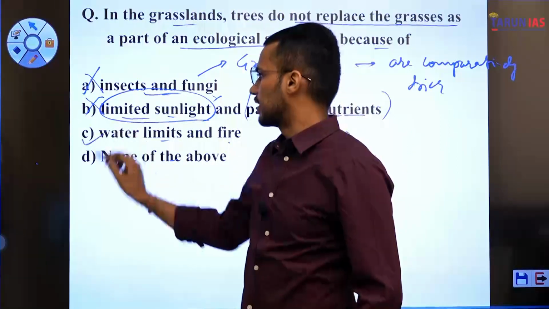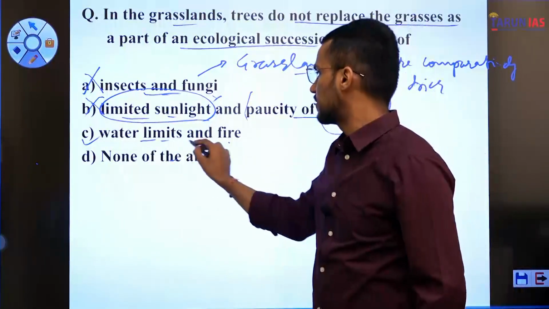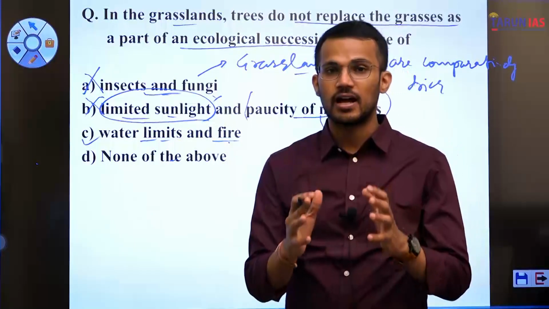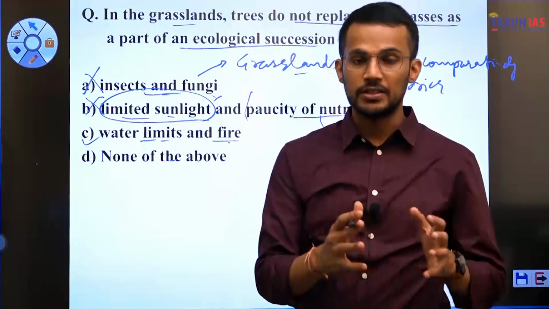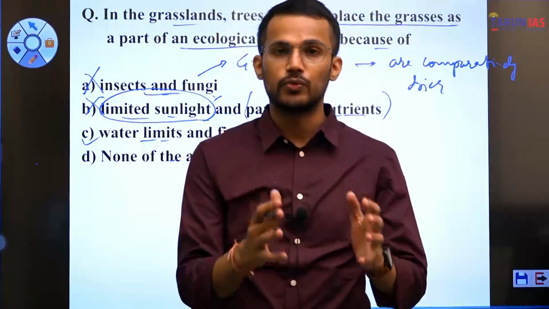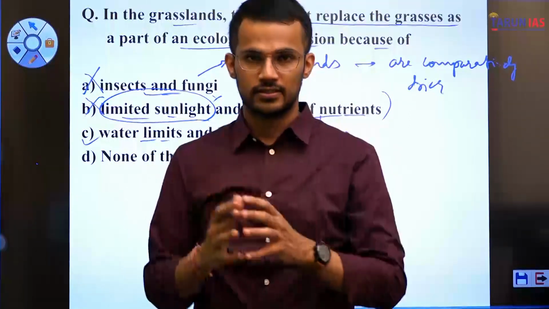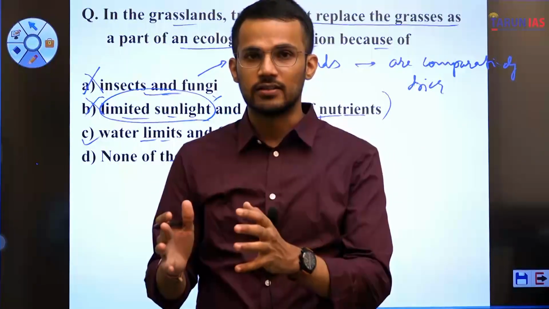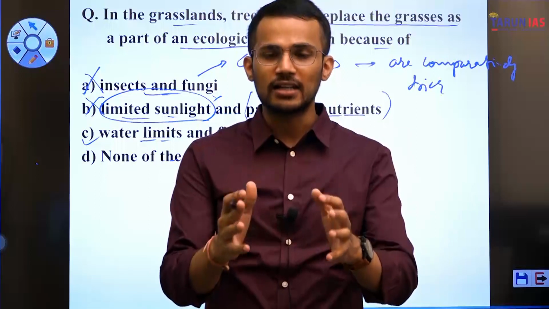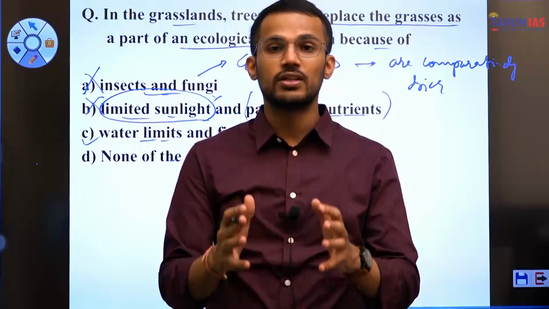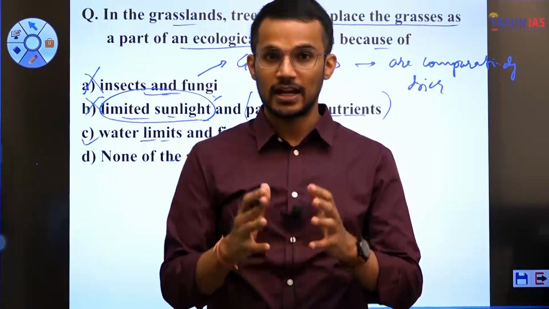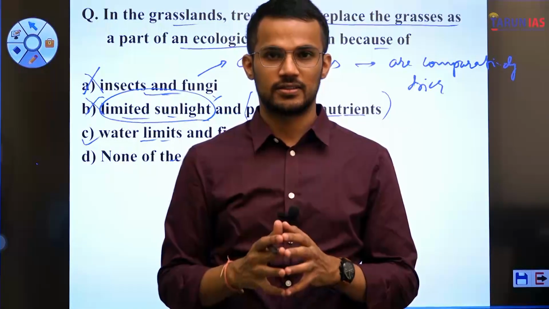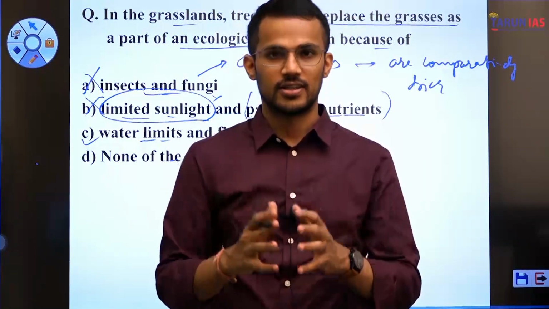Let us consider the next statement, and that is water limits and fire. We have discussed that grasslands are an ecotone. That means they are a transitional biome between forest and deserts. As it is a transitional zone between forest and desert, it will have only that amount of rainfall which is sufficient for the growth of grasses and not the trees. And this is a factor that limits growth of trees in grasslands.